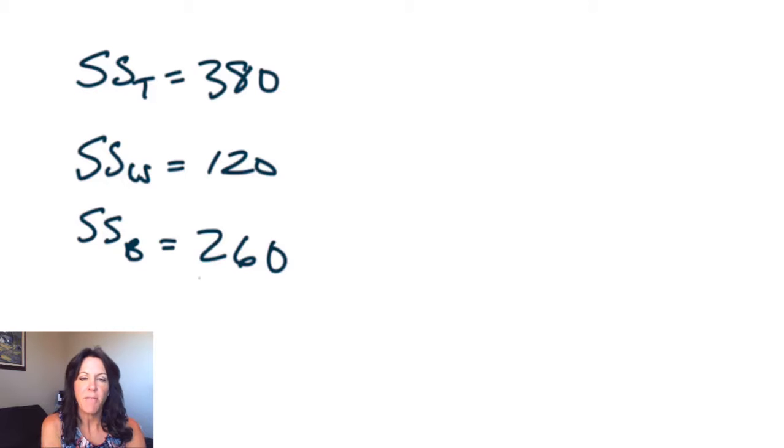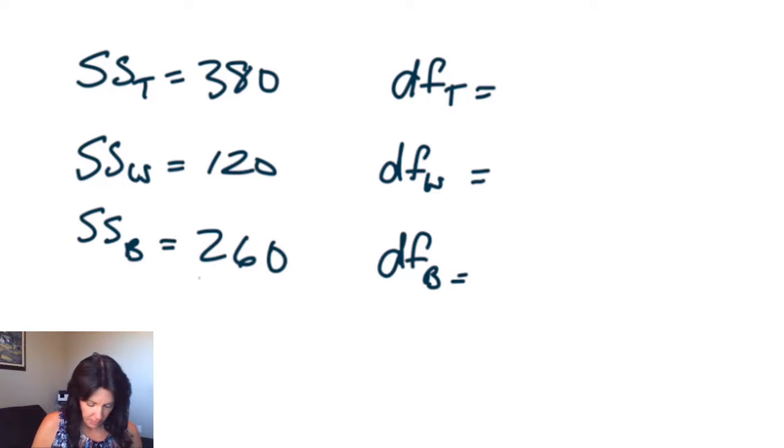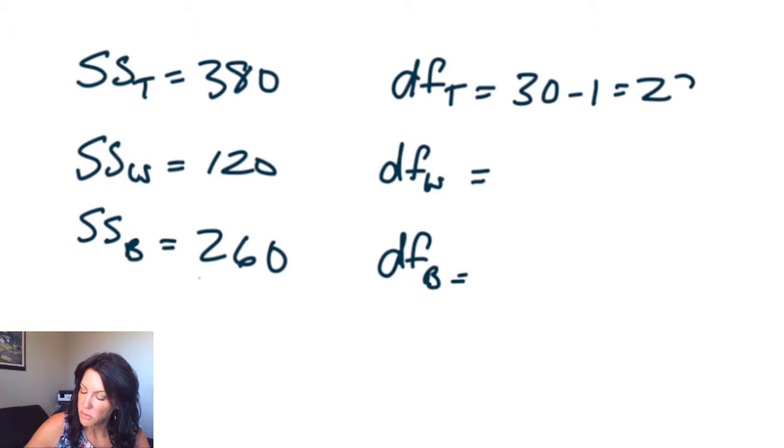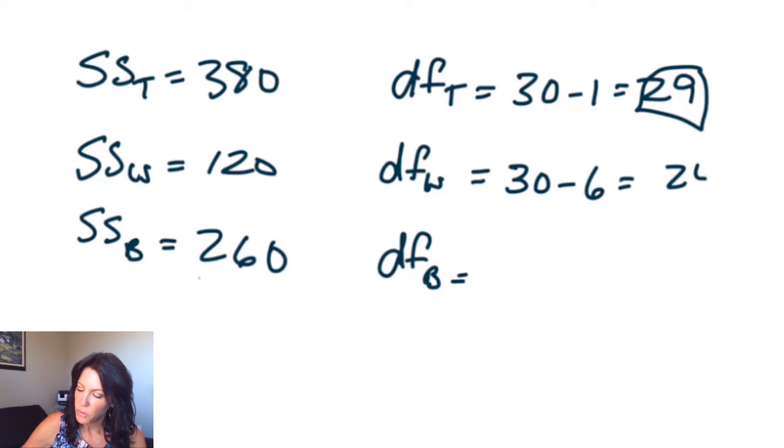Okay, now that we have that, we're going to find our degrees of freedom for stage 1. Degrees of freedom total, degrees of freedom within, and degrees of freedom between. So degrees of freedom total is going to be n minus 1. If you recall, we had 30 participants. Minus 1 gives us a degrees of freedom total of 29. Our degrees of freedom within are going to be basically n minus k, or n minus the number of treatment conditions that we have. We had, how many did we have? We had 6 different treatment conditions. So our degrees of freedom within are 24.